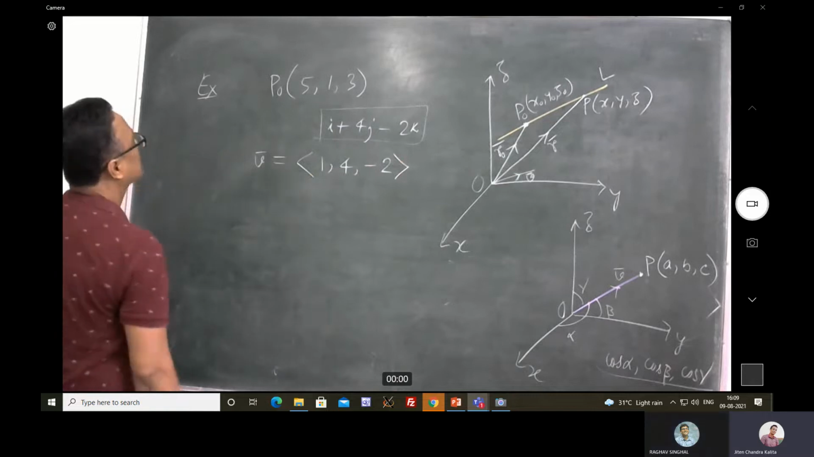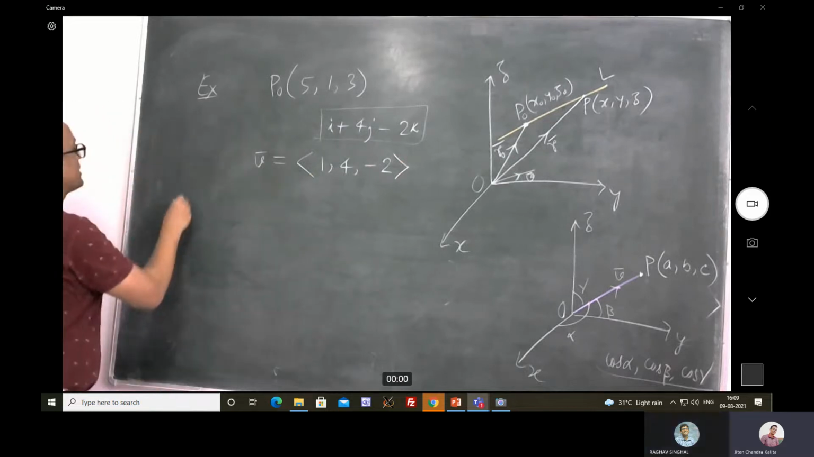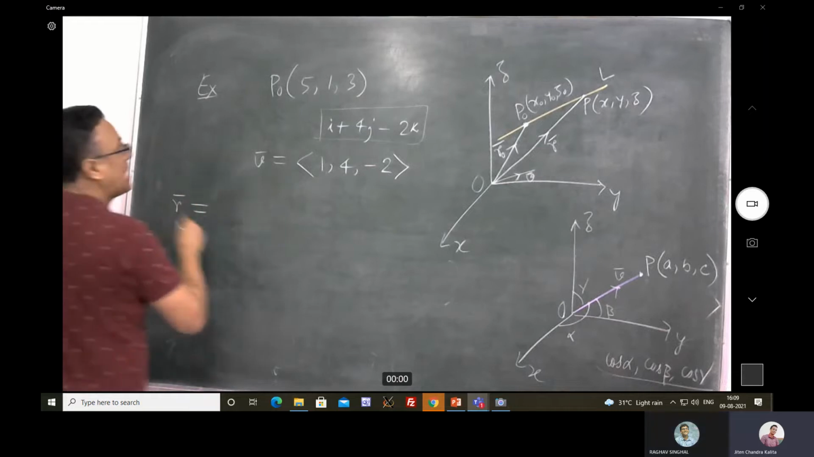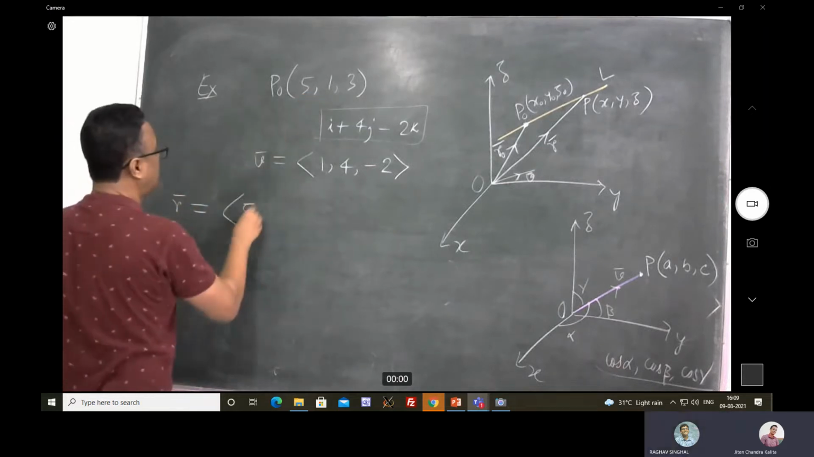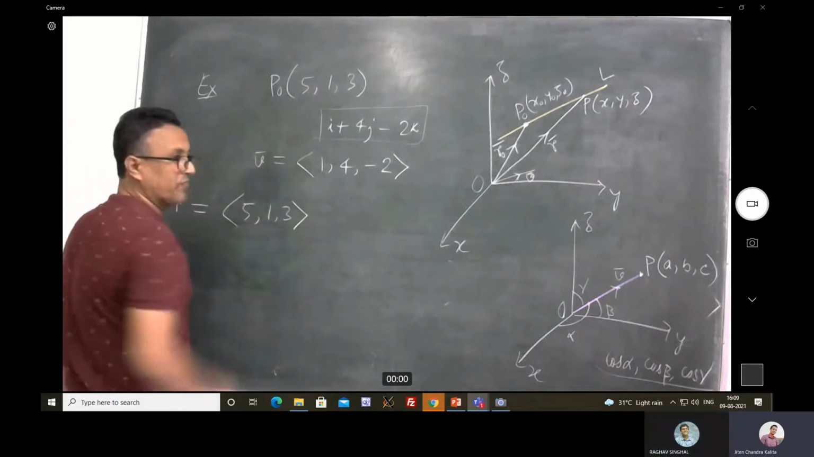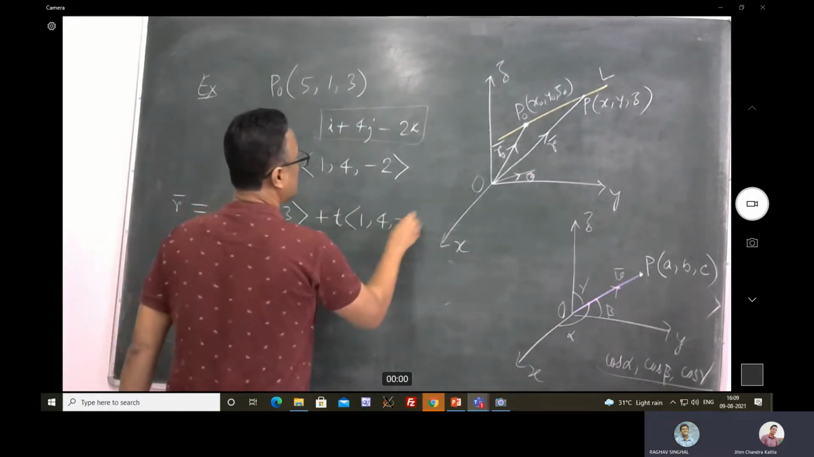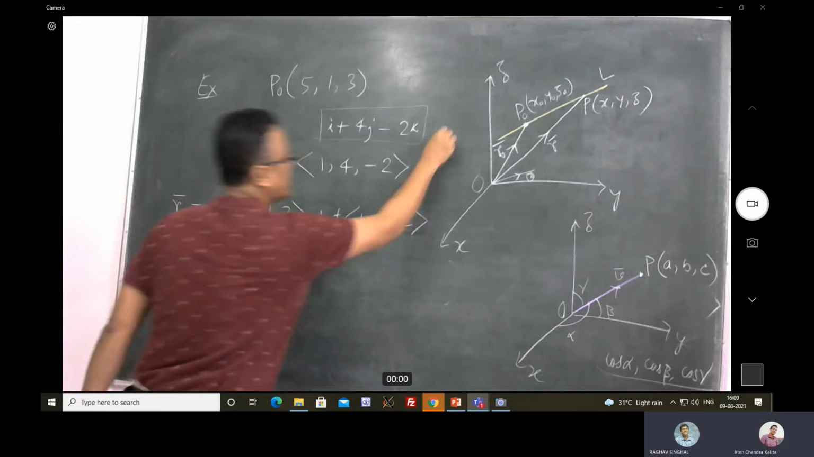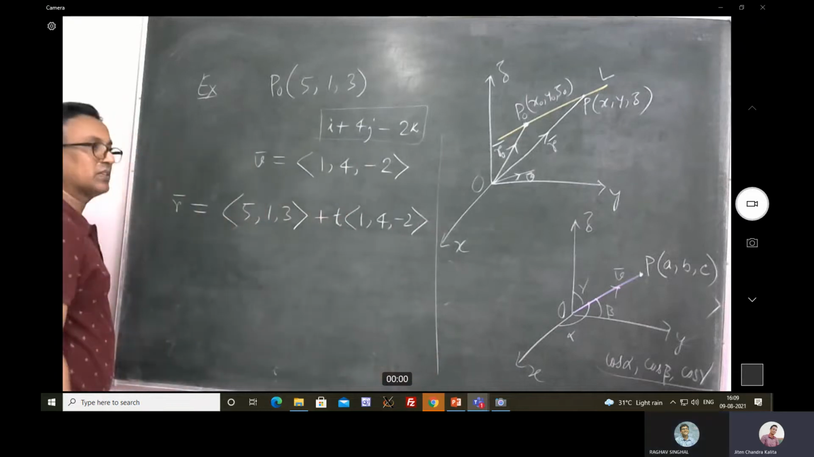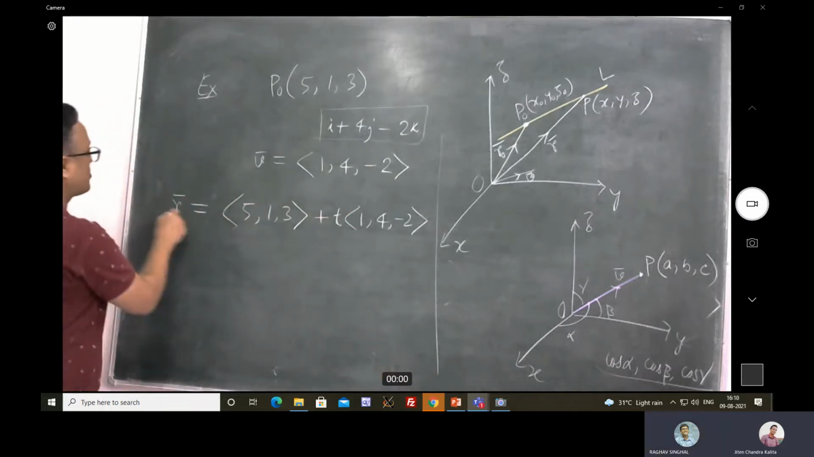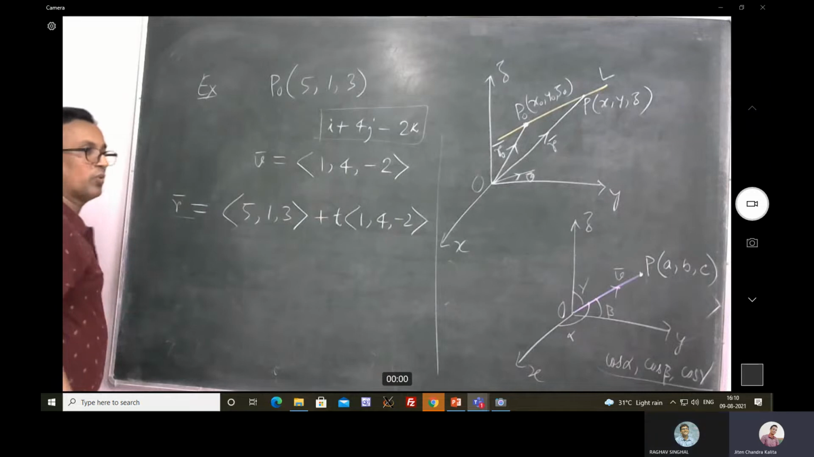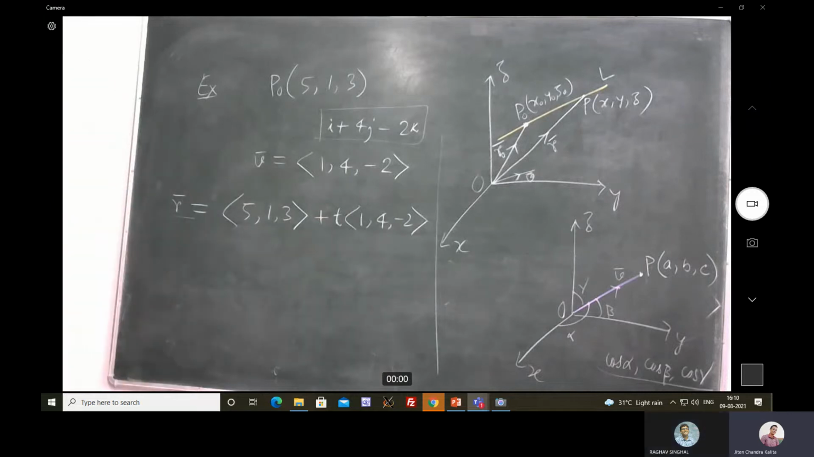Fine. So that means the equation of the straight line is going to be R equal to R naught, that is simply 5, 1, 3, plus t into 1, 4, minus 2. Now, if you want to write it in symmetric form, it's pretty straightforward. R has the components x, y, and z.